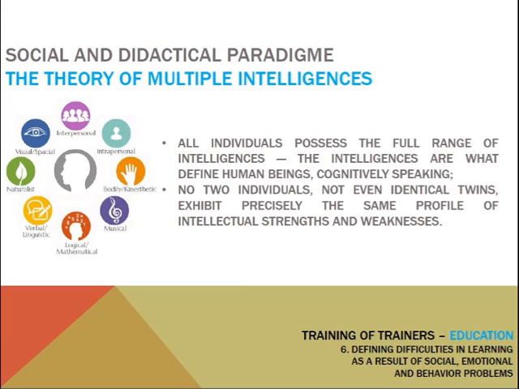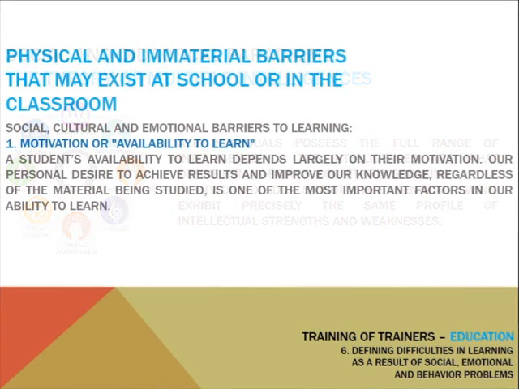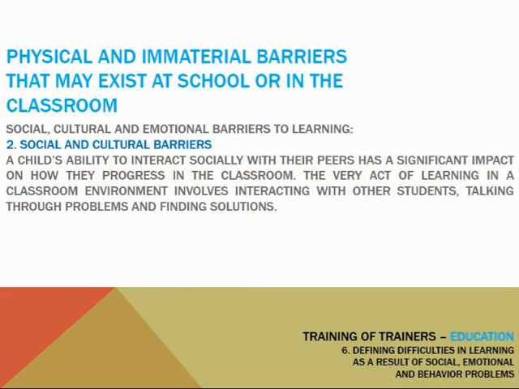So which obstacles can exist concretely in school or in the classroom? Social, cultural and emotional barriers to learning are first of all motivation or availability to learn, so something personal of the student, but also social and cultural barriers. A child's ability to interact socially with their peers has a significant impact on how they progress in the classroom.